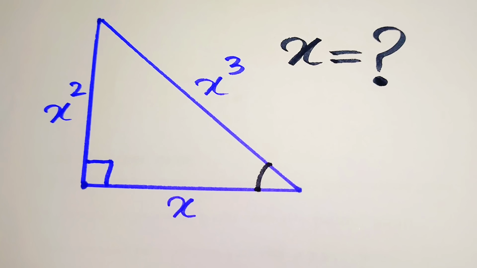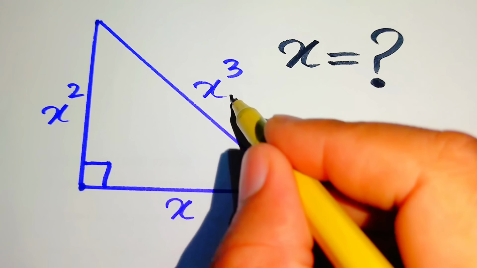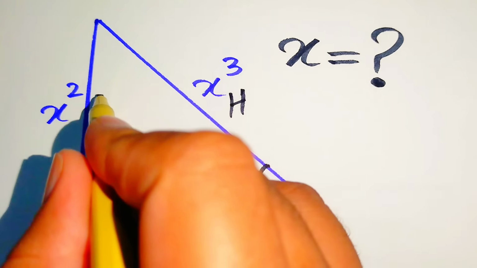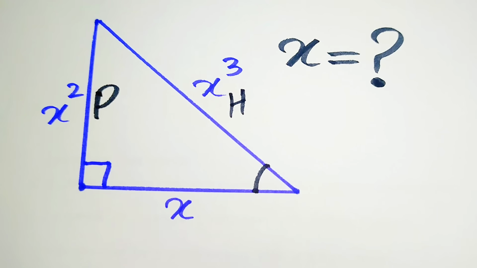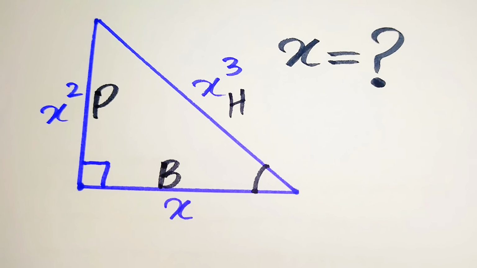In a right-angled triangle, the side opposite to the right angle is called the hypotenuse side, the side opposite to the unknown angle is called the perpendicular side, and the side that joins both of these two angles is called the base of this triangle.